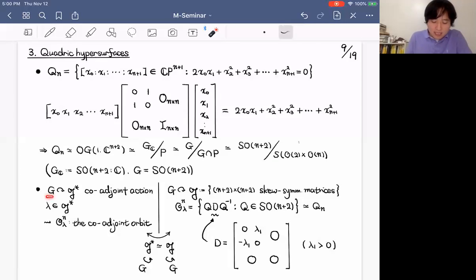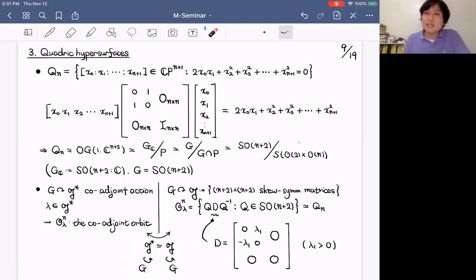So let's choose a G. Our G is here, SO(n+2). Then let's think about the coadjoint action. Let's choose one element in the dual Lie algebra, and then acting by the coadjoint action, I can have the coadjoint orbit. It is still in the dual space. So let's make it more concrete. So I'm going to do the identification here.